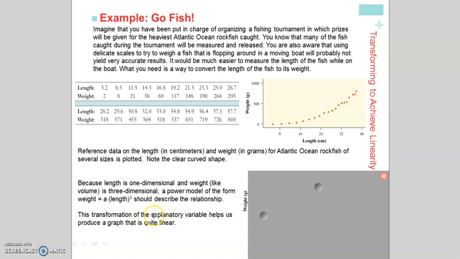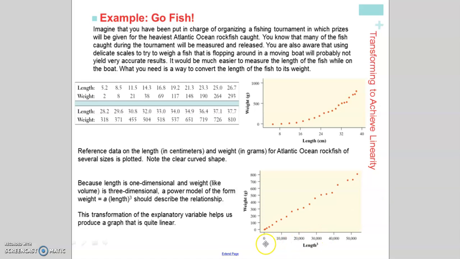All right. Now, if we transform that, basically what we're going to do is cube all the lengths. So I cube all these numbers. And now on the y-axis, I'm going to have weight, but on the x-axis, instead of putting these lengths, I'm going to put the cube of the lengths. Now, you'll notice when I do that, I get a graph that is quite linear.